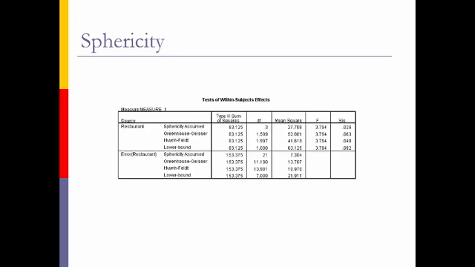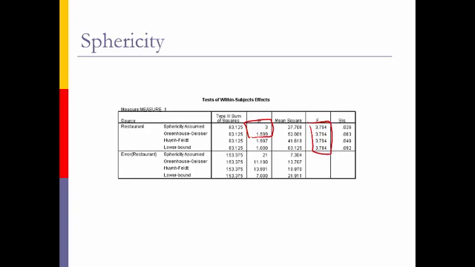So when you look at the F's, they are actually all the same. If you had a significant difference in sphericity, this is how you would go through this process. The F value is the same. The only difference between the assumption and the non-assumption is the number of degrees of freedom.